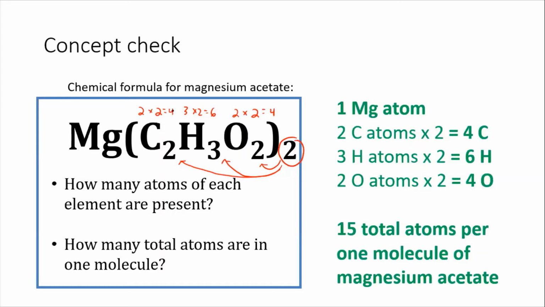So you have 1 magnesium atom. The magnesium is not inside the parentheses, so the 2 does not get applied to the magnesium. We have 2 carbon atoms times the 2 outside the parentheses equals 4 total. Do the same thing for hydrogen. We have 3 hydrogens inside the parentheses, and then we need to multiply that by 2 to get 6. And for oxygen, we have 2 oxygen atoms inside the parentheses, multiply that by the 2 that's outside the parentheses to get 4 oxygens total. So when we add these all together, 1 plus 4 plus 6 plus 4, we get 15 total atoms for every 1 molecule of magnesium acetate.